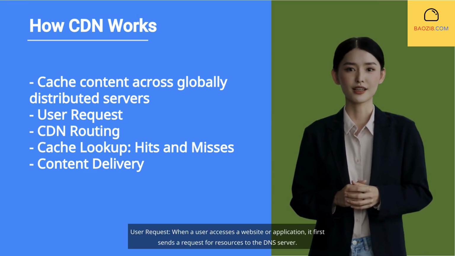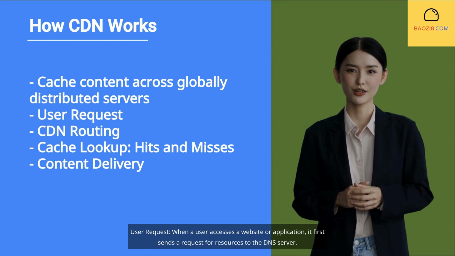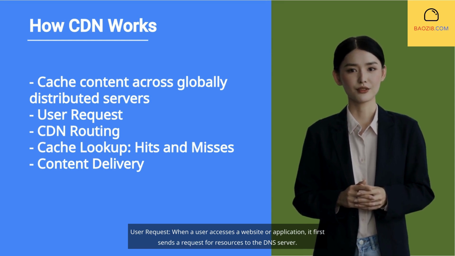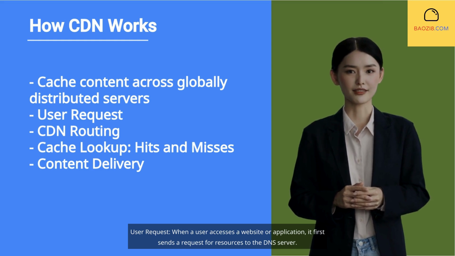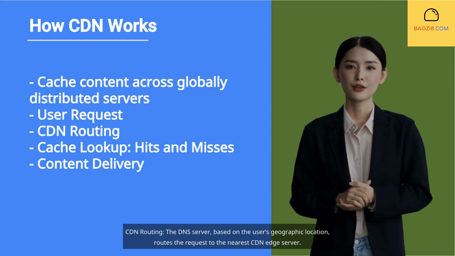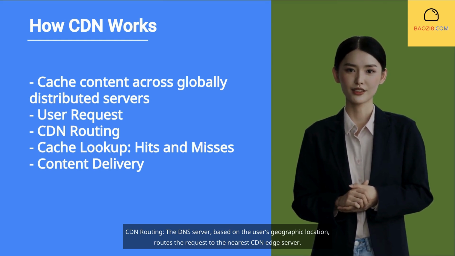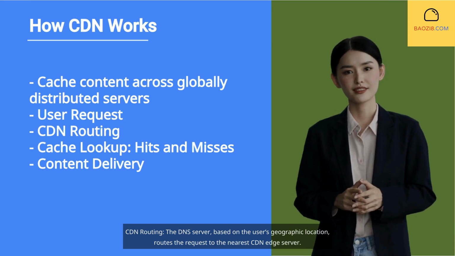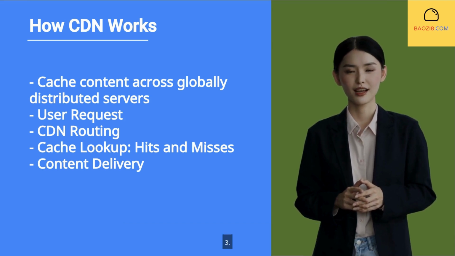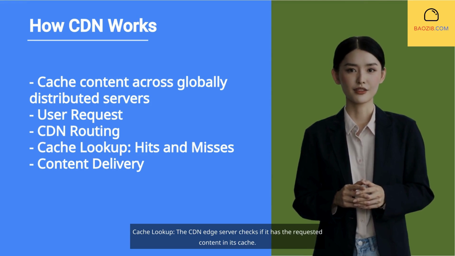1. User request. When a user accesses a website or application, it first sends a request for resources to the DNS server. 2. CDN routing. The DNS server, based on the user's geographic location, routes the request to the nearest CDN edge server. 3. Cache lookup. The CDN edge server checks if it has the requested content in its cache.